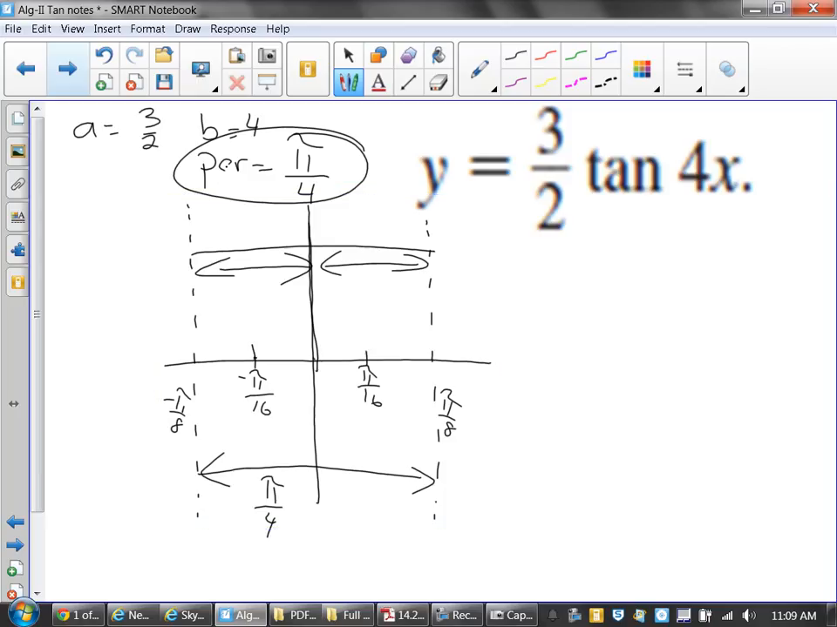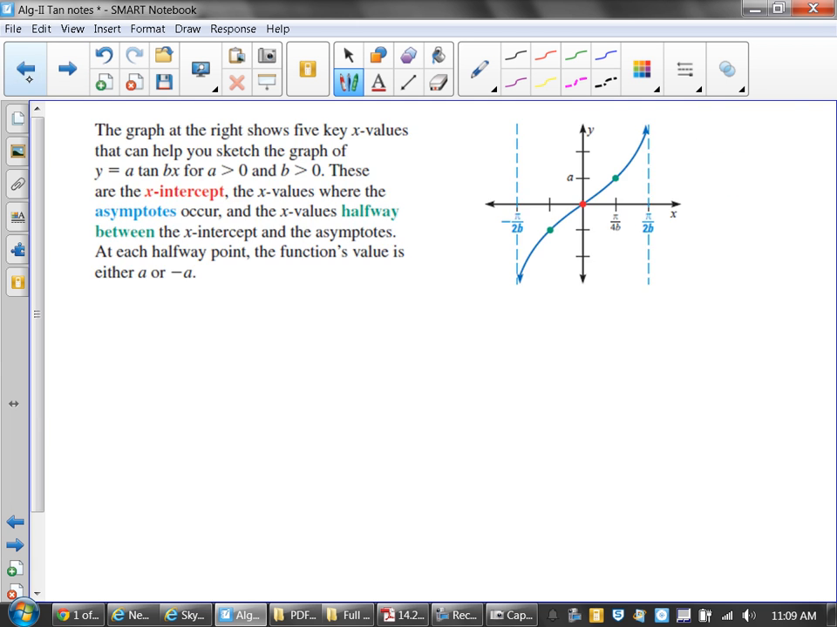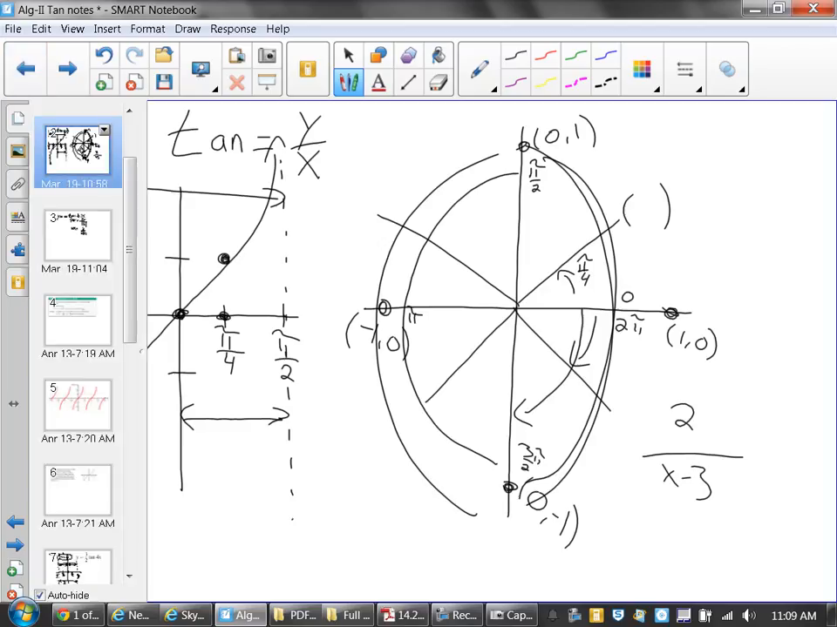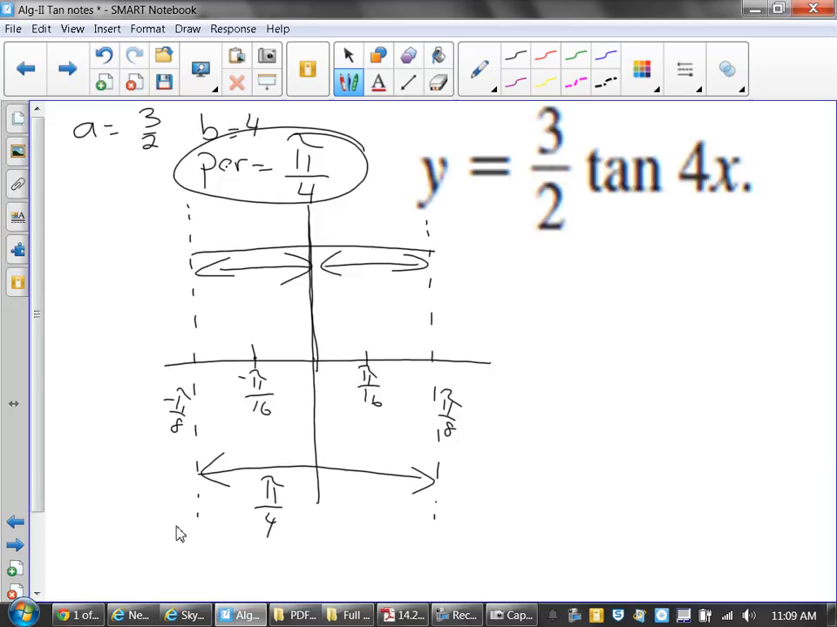Think about when we graphed it before. This pi over 4 value was always giving us a 1 for tangent, because it was halfway between 0 and the asymptote. That occurs also here. This halfway point between 0 and the asymptote will still give me my A value. When I'm at pi over 16, I'm going to reach my A value.